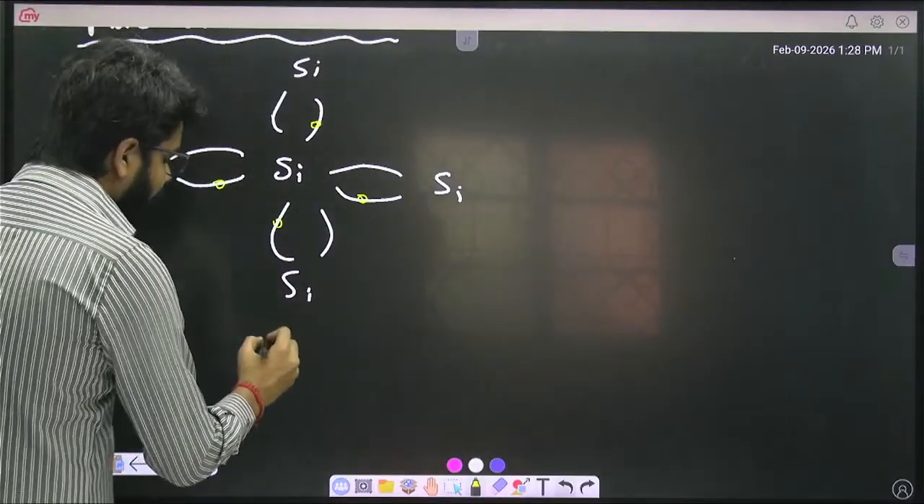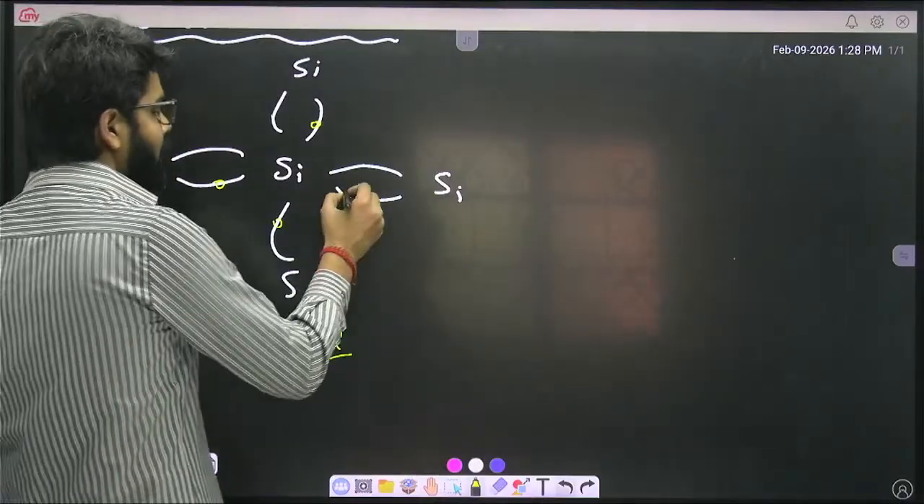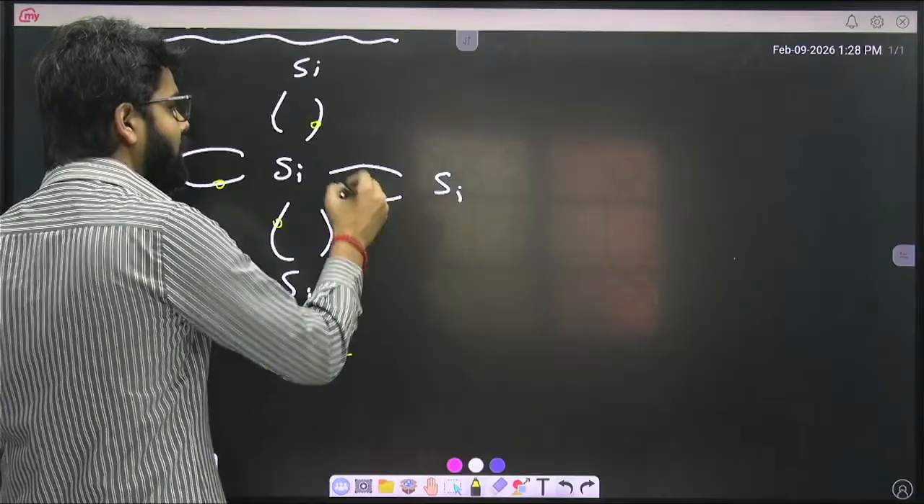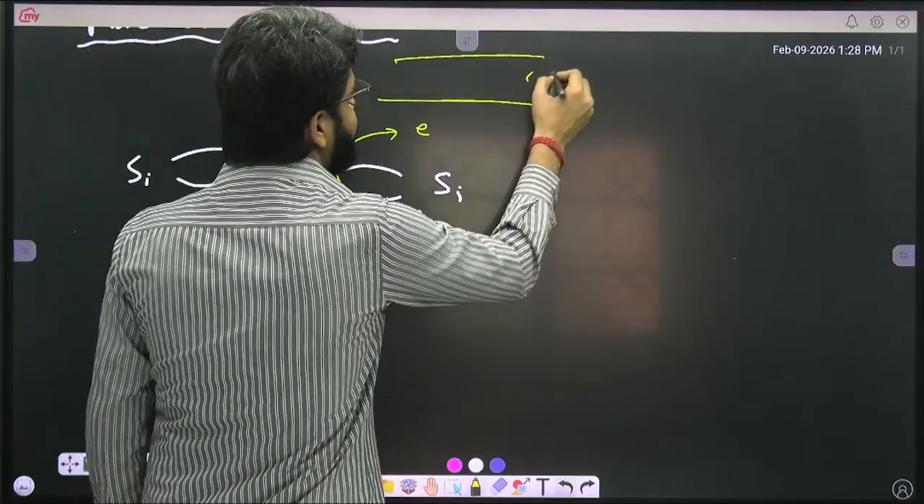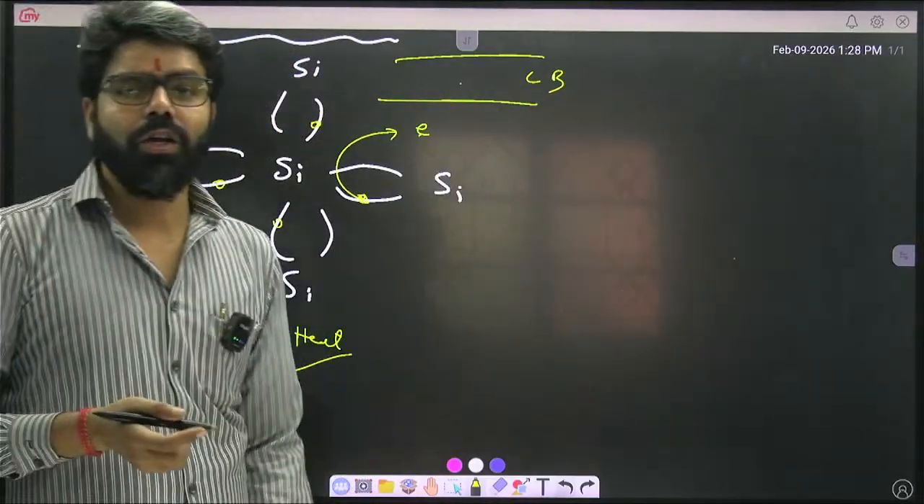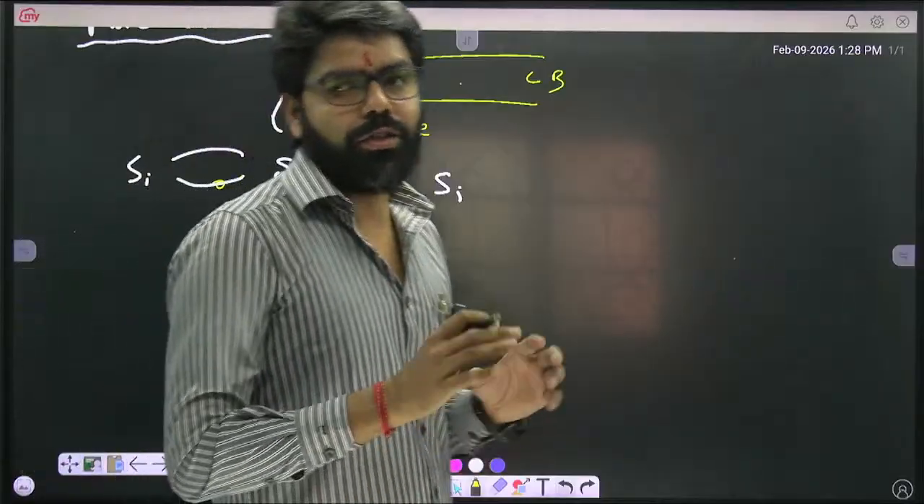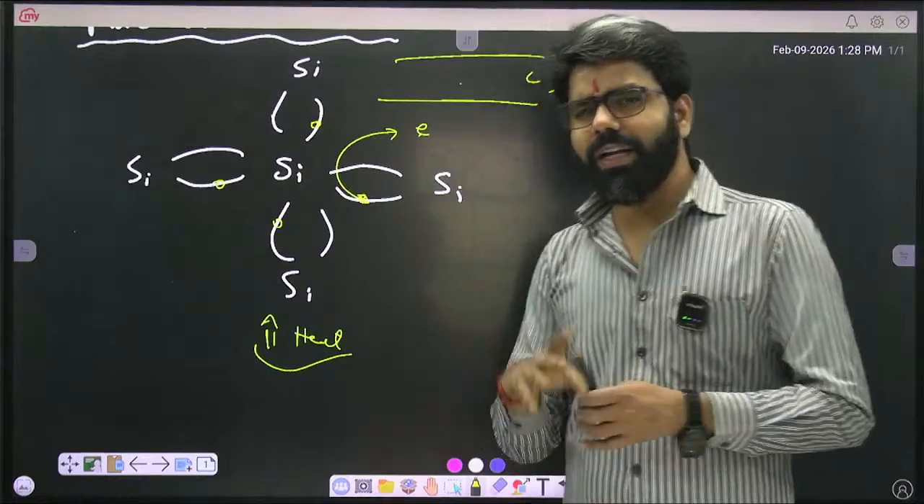When we supply heat, what happens? The electron breaks from the covalent bond, gets free and moves into the conduction band. So their conductivity increases. At low temperature they do not conduct electricity, and at room temperature also they have very low conductivity.